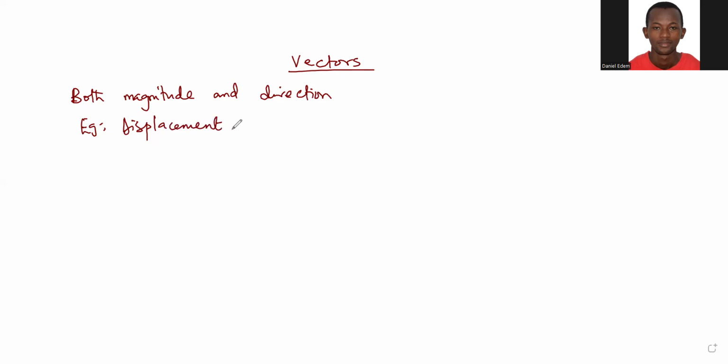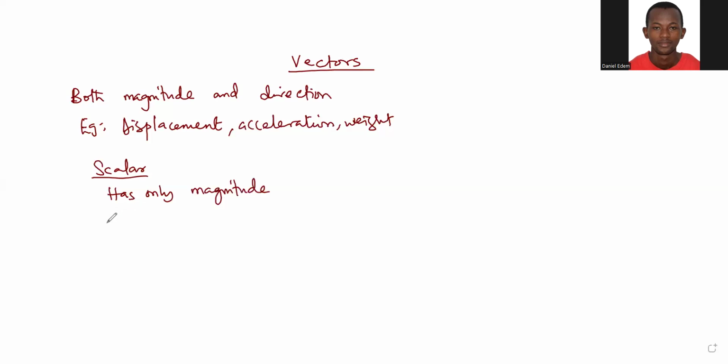We can talk about acceleration, weight, velocity, force. When it comes to a scalar quantity, it has only magnitude but no direction. Examples are time, speed, mass, area, and pressure.